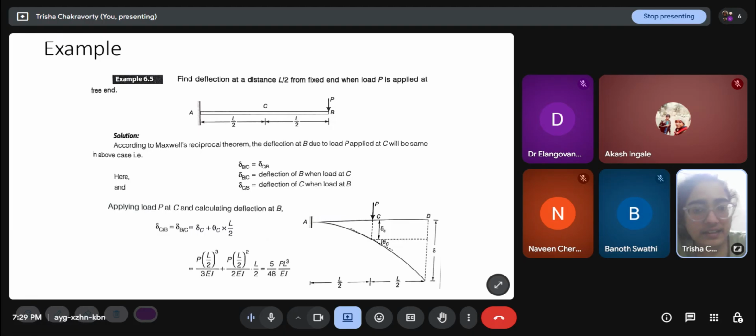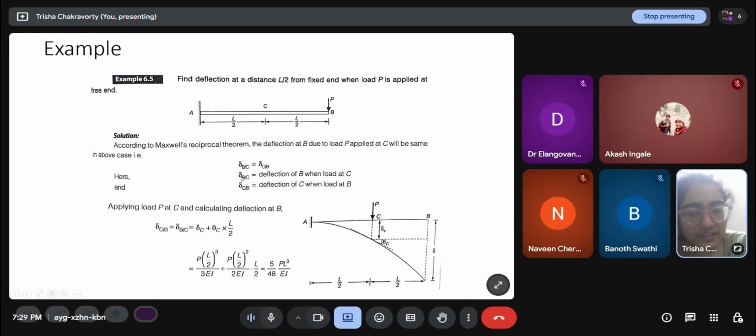Find deflection at distance L/2 from fixed end when load P is applied at free end. So now, of course, using conjugate beam method, moment area method, elastic deflection method, you can find out the deflection at C. But we are using a special method here. According to Maxwell's reciprocal theorem, the deflection at B due to load P applied at C will be equal to the deflection at C when load P is applied at B. So let me find out the reverse instead. I will put a load P at C and find out the deflection at B.